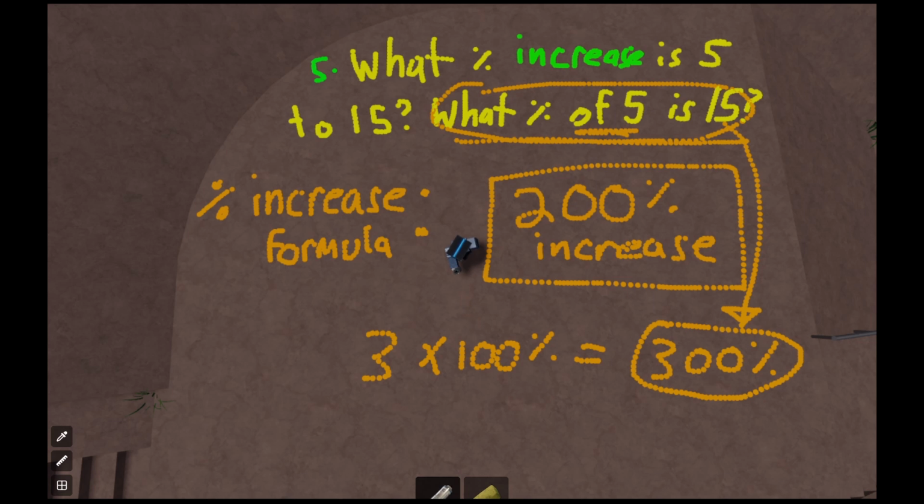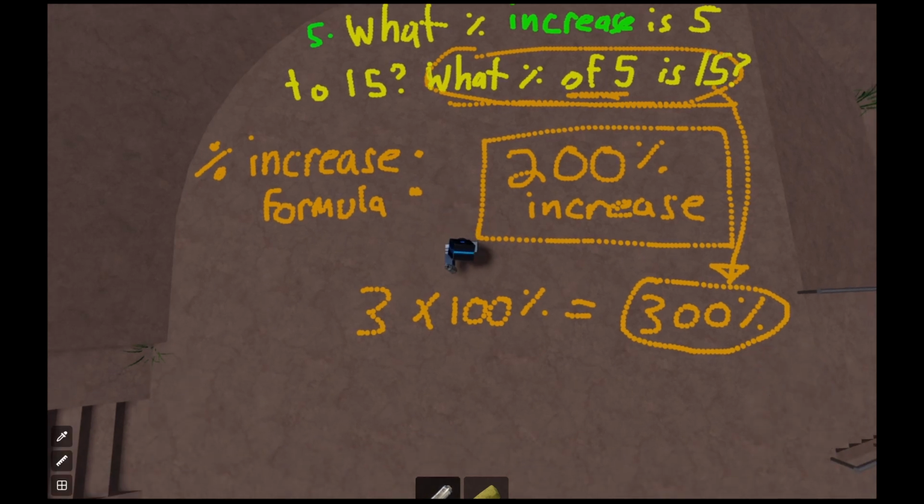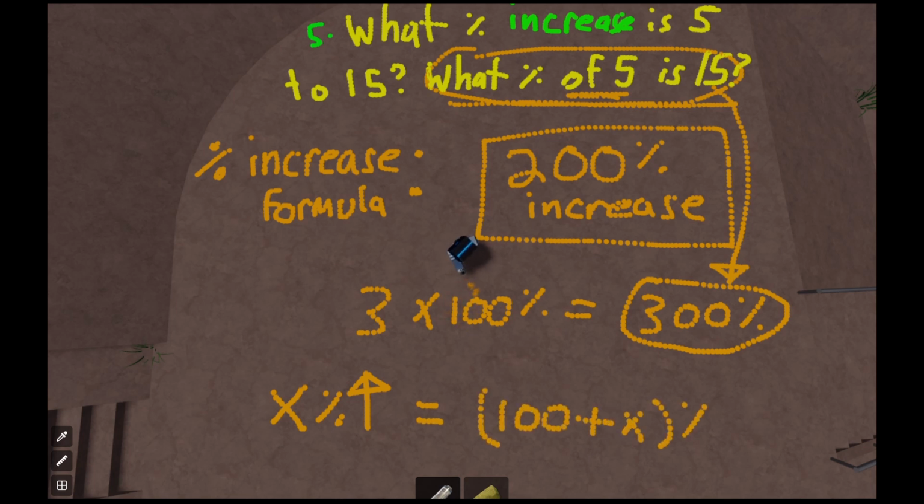Now, what do you notice about these numbers? Notice that they're off by 100%. So percent increase is not the same thing as percent of, but here's the relationship that you can learn from here. If you have an X percent increase, I'll just draw increase with an arrow like that. This is equal to having 100 plus X percent of a number.